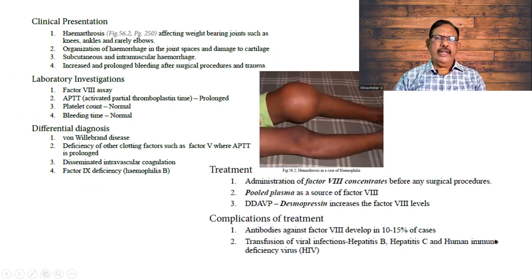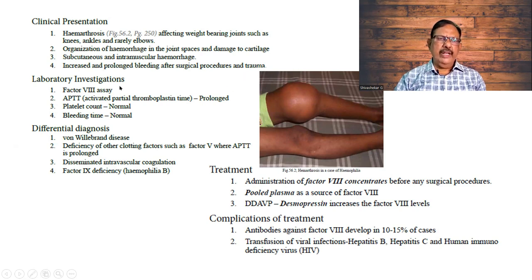The clinical presentation can be hemarthrosis. Look at this one, bulge in the knee. This can be given as a chart for us. Hemorrhage in the joint spaces, subcutaneous and intramuscular hemorrhage, increased bleeding time and prolonged bleeding after surgeries.